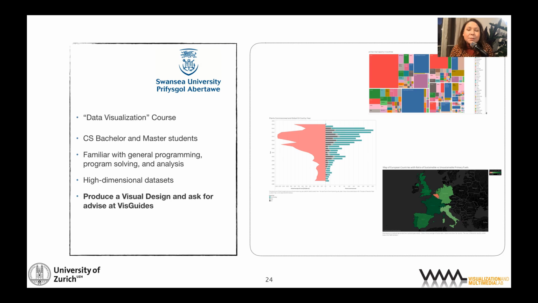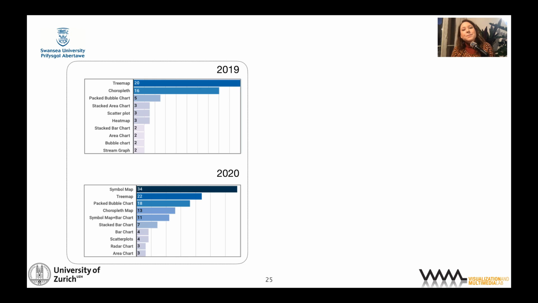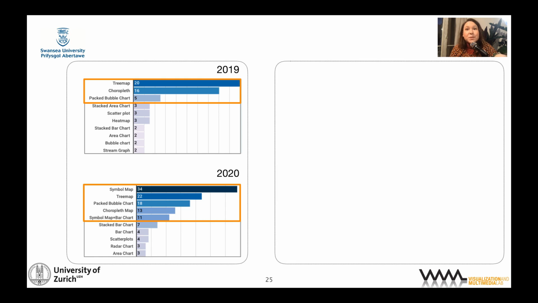In both cases, they could choose among several visualization techniques and visualization tools. Interestingly, when analyzing the top 3 chosen visualization techniques, we noticed that they were always selected in both cases, 2019 and 2020: maps such as choropleths and symbol maps, and packed bubble charts. Some threads also show improved designs after their exchange in the VisGuides.